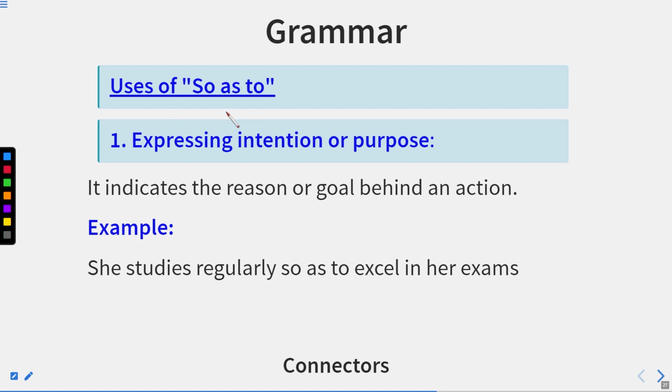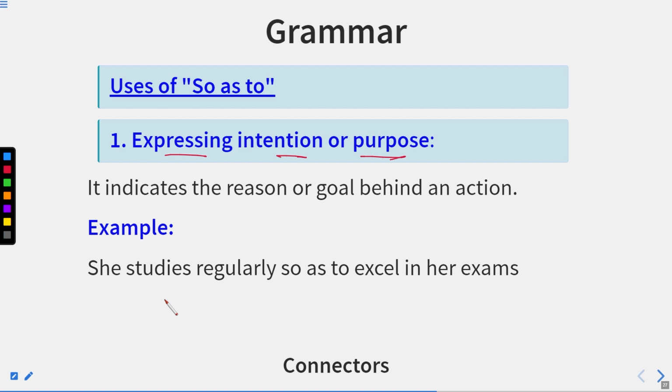Now, uses of so as to. First of all, it is used to express intention or purpose. This is the primary use of this connector, so as to, that it will show the intention, the purpose or the motive behind the action that we have mentioned in the main clause. It indicates the reason or goal behind an action.